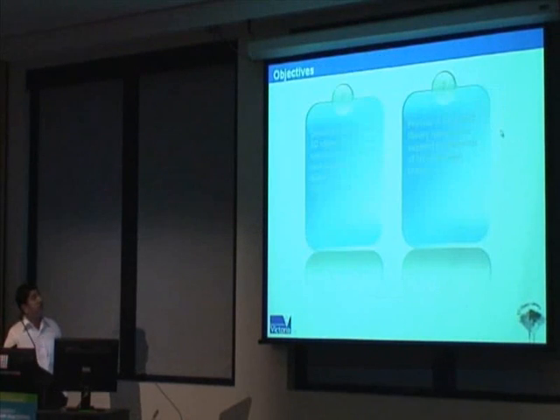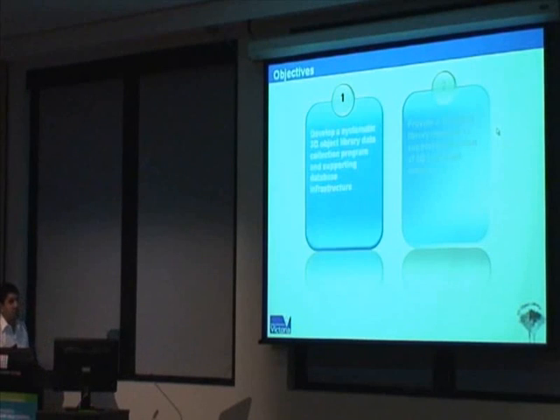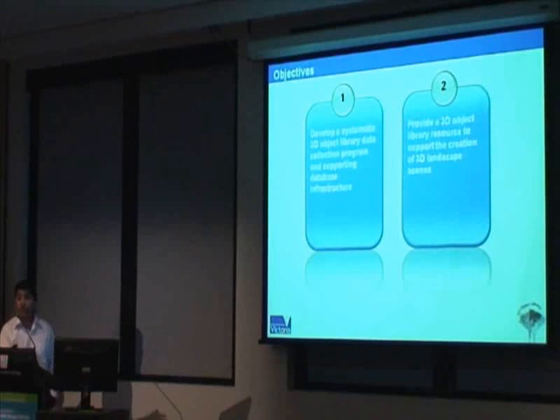These are the objectives of the presentation. The first objective is to create a systematic 3D object library data collection program and supporting database infrastructure. And the second objective is to make them available to people and put them on the website to help them create a 3D landscape, or probably an Australian 3D landscape.